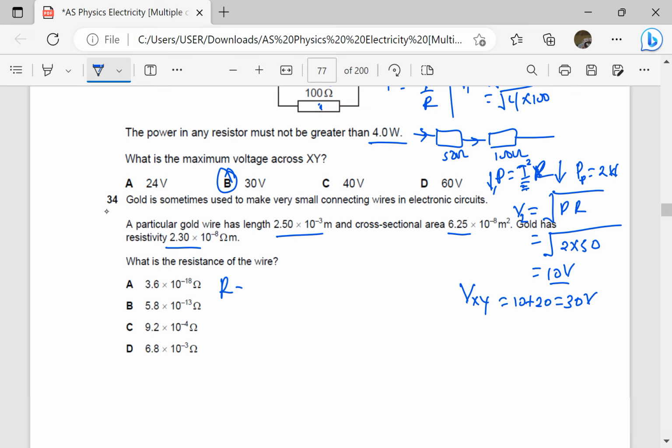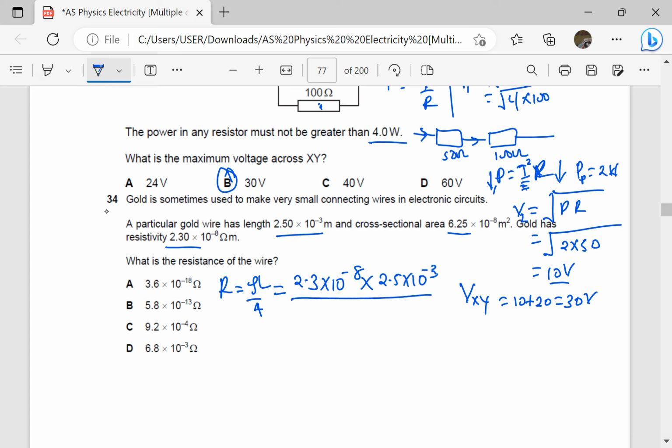We have resistance is equal to rho L over area. They gave us area, they gave us resistivity, they gave us length. So this is going to be 2.3 × 10^-8, length 2.5 × 10^-3, cross-sectional area 6.25 × 10^-8.